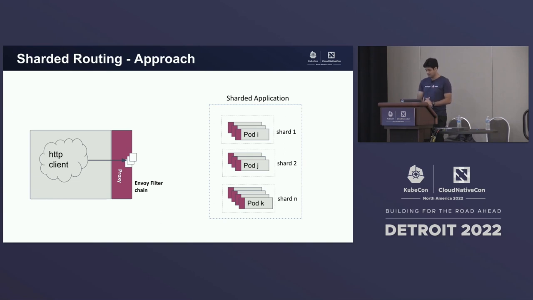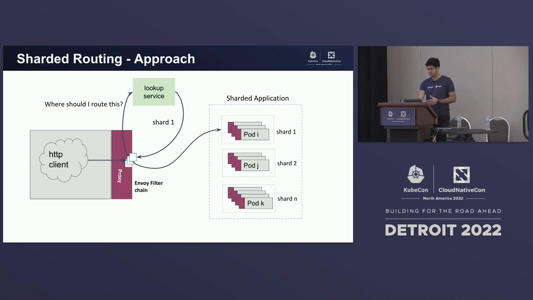requests. So what this Envoy filter does is, if you remember the API gateway use case, the same lookup service is called to ask where a particular request needs to be routed to based on the request context. And the lookup service responds with the DNS of the shard that it needs to go to. Then within the Envoy filter, we are able to route the request to that shard.